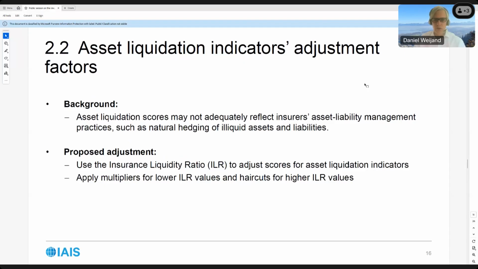We also heard as an input from stakeholders in the past that the asset liquidation scores might not adequately reflect the insurer's asset liability management practices, like natural hedging of illiquid assets and liabilities. In order to address this concern, we propose to use the insurance liquidity ratio, which is so far only used as an ancillary indicator, to adjust the scores for asset liquidation indicators. This should be done by applying a multiplier if there are low insurance liquidity ratios, or a haircut if there are high liquidity ratios.